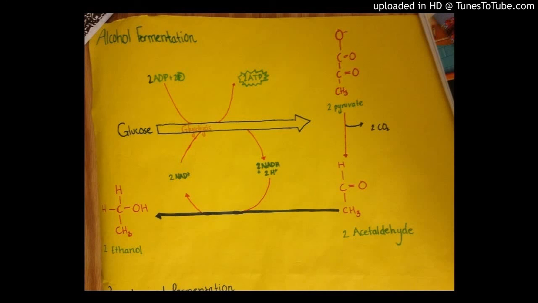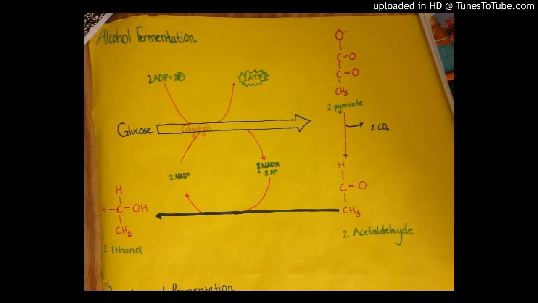Fermentation is the process of making ATP without the use of oxygen. There are two types of fermentation: alcoholic fermentation and lactic acid fermentation. In alcoholic fermentation, sugar is oxidized into two pyruvates. The two pyruvates are then transformed into two acetaldehydes with the release of CO2.